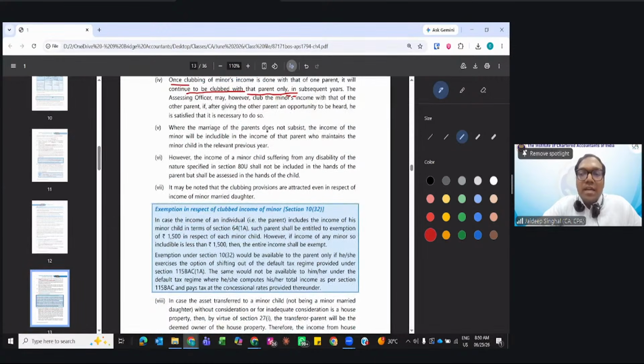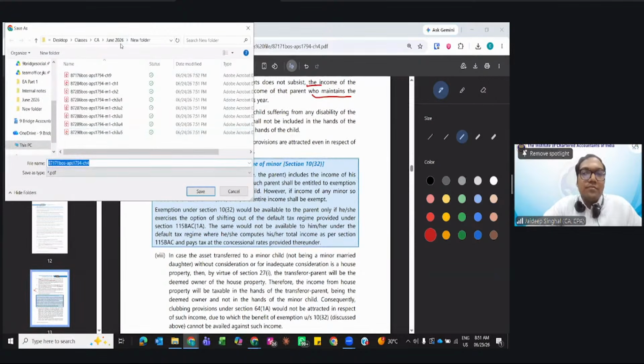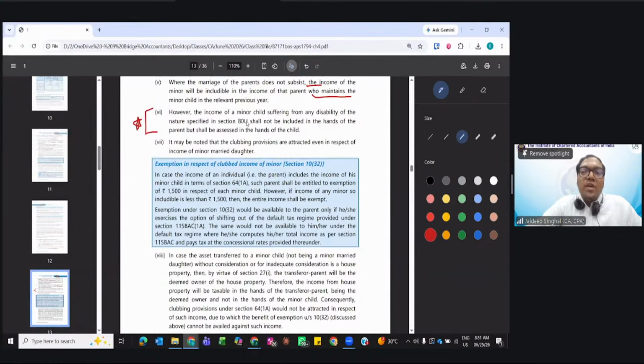Where the marriage of the parents doesn't subsist, the income of the minor is includable in the income of the parent who maintains the child. There is one very important exception here. Please highlight point number 6. However, income of a minor child suffering from disability of the nature specified in section 80U, we will discuss these sections in the next-to-next chapter. If the minor child is suffering from disability, the clubbing provisions do not apply, and it shall not be clubbed.